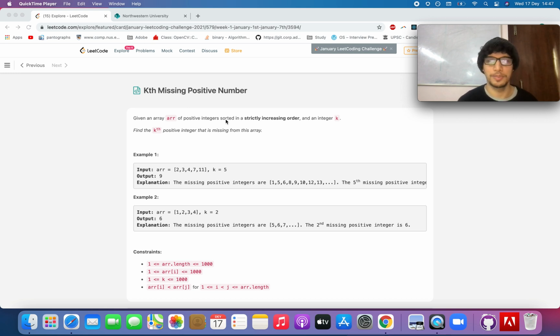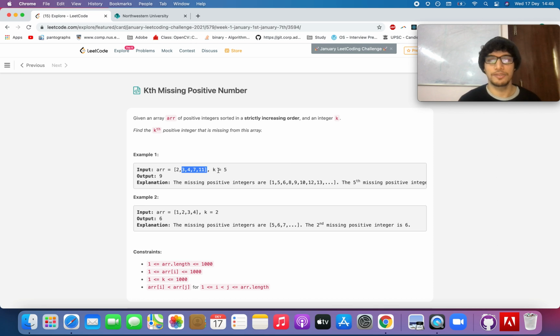Let's walk through an example here so that we get hold of the concept. The question says you are given 2, 3, 4, 7, 11. This is the input array, and you need to tell the fifth missing positive number. So if you write all the positive numbers starting from 1 till infinity, and check which numbers are missing from this input array, then the fifth number in line would be 1, 2, 3, 4 and 5. Hence 9 becomes the fifth missing number that is absent in this array.